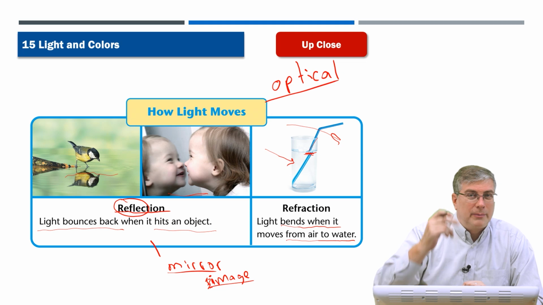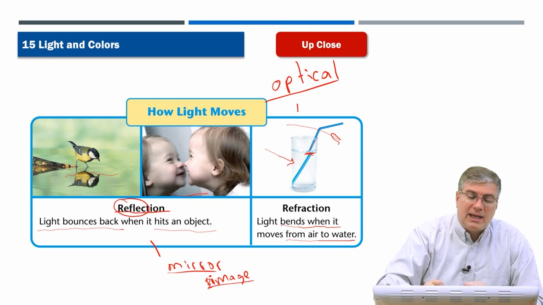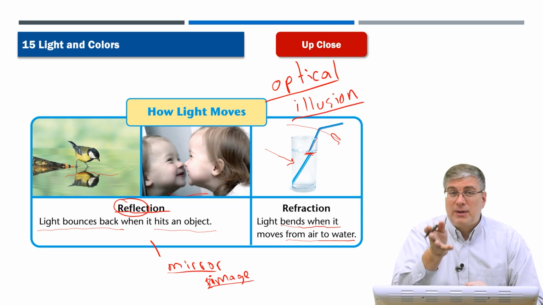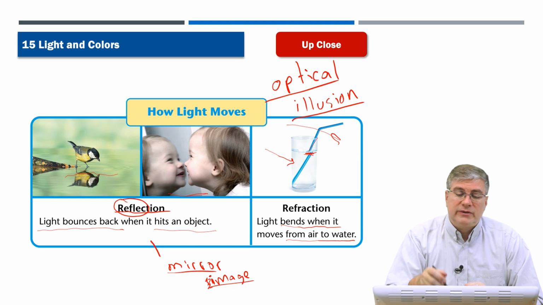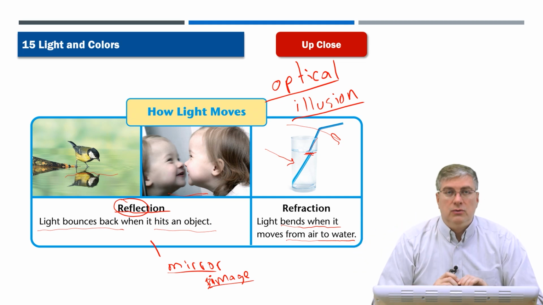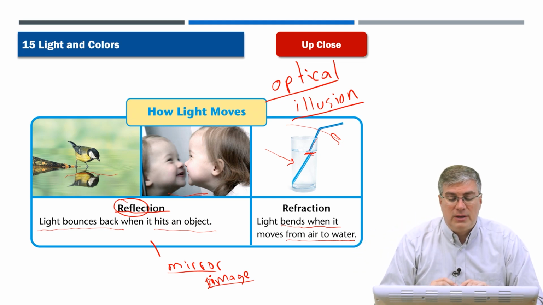Optical, because optical has to do with your eyes, and it's an illusion. Illusion is something that is not real. It looks like something that is not real. So it's an illusion. The straw isn't broken. That's not real. That's an illusion. So it's an optical illusion. And that's what refraction does.